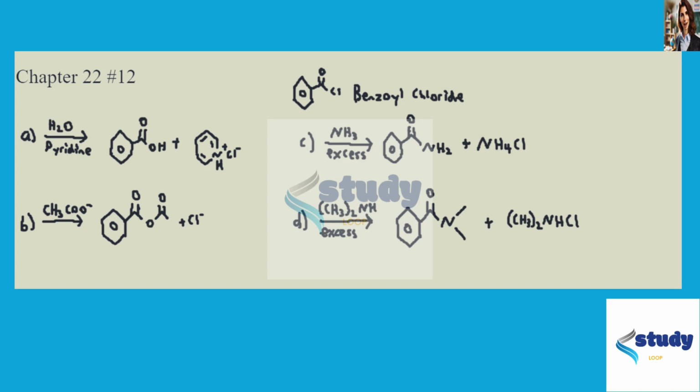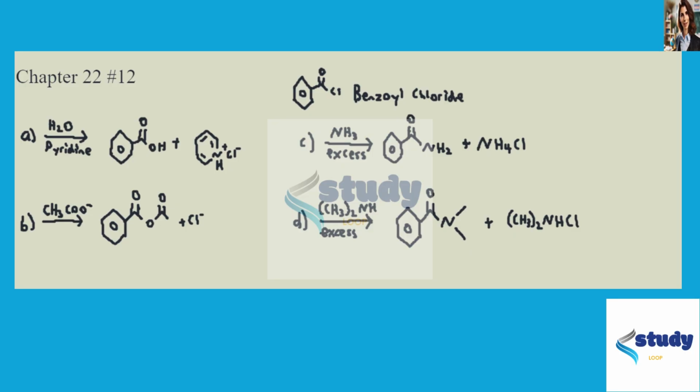And then for D, D is pretty much exactly the same as C, but rather than ammonia, we're using dimethylamine. And so instead of NH2, we're going to end with the dimethylamine equivalent. And again, we're using excess so that it can act as a counter ion for the chloride ion that's produced in the reaction.